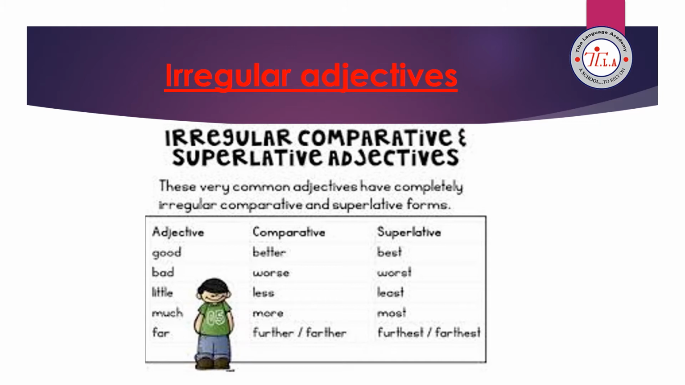Little, comparative form is less. Superlative form is least. Much, comparative form is more. Superlative form is the most. The adjective far in comparative form is further. Further than. In superlative form it's furthest.